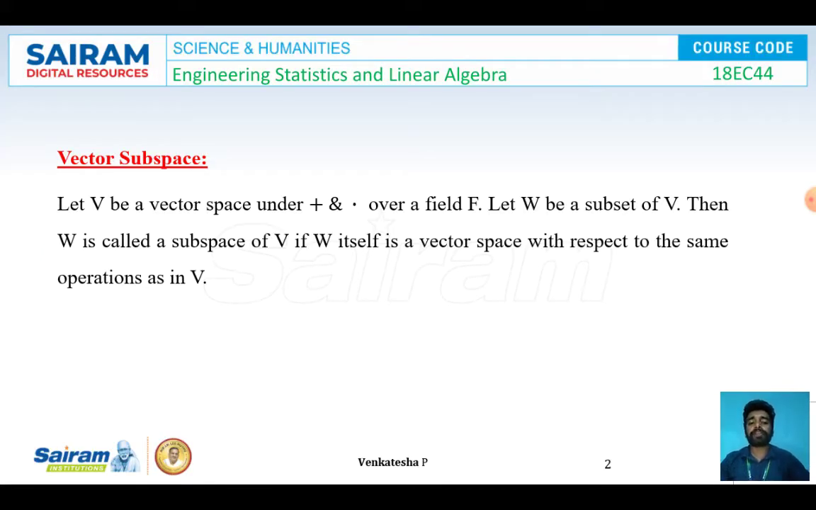What is a vector subspace? Let V be a vector space under addition and multiplication over a field F. Let W be a subset of V, then W is called a subspace of V if W itself is a vector space with respect to the same operations as in V. So I am taking a subset W of the vector space V, and this W is also a vector space with respect to the same operations like addition and multiplication. So this kind of subset will be called a subspace of the vector space V.